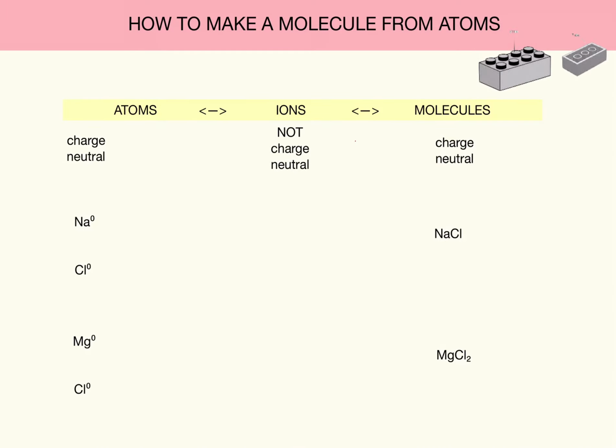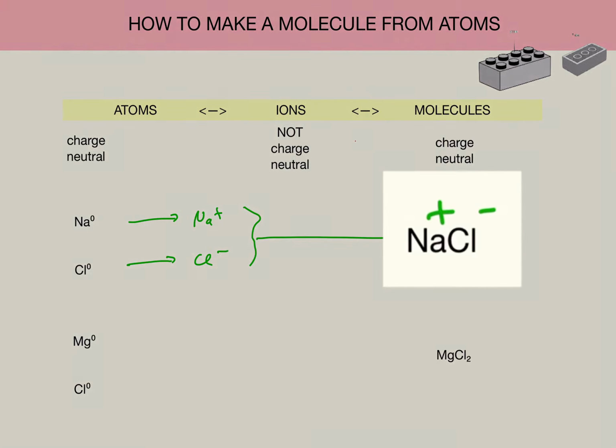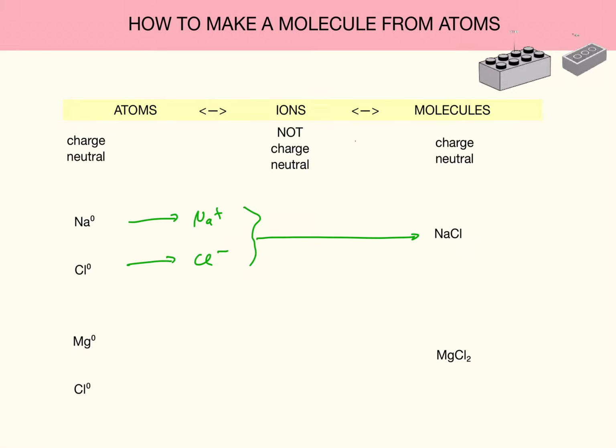We saw earlier how a sodium metal atom will go together to make a sodium ion, and a chlorine atom will go together to make a chloride ion, and these two go together to make a charge-neutral molecule known as sodium chloride. And although those charges do exist, we don't show them because molecules are charge neutral.